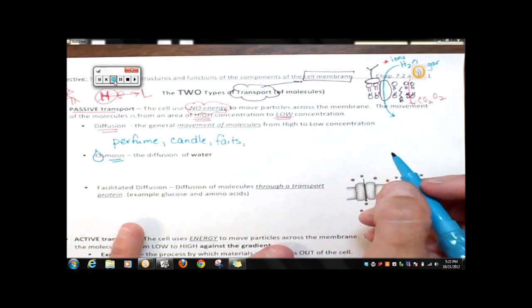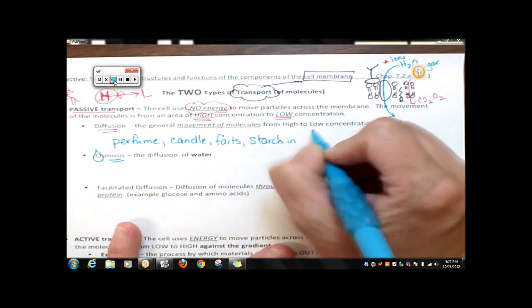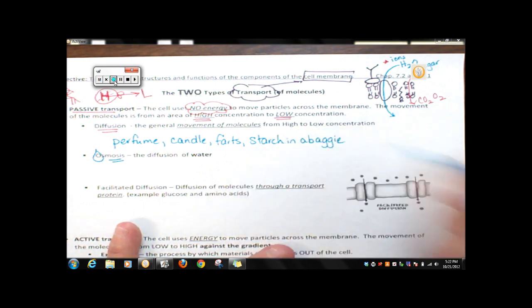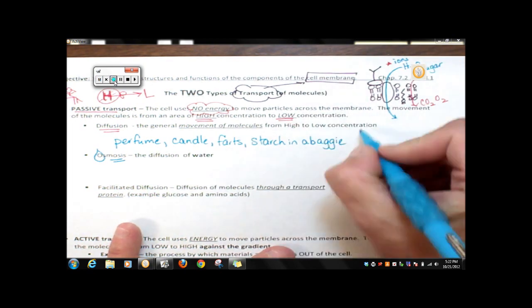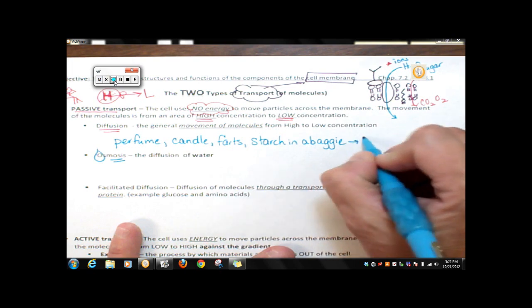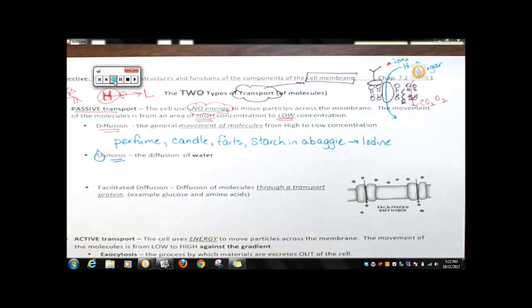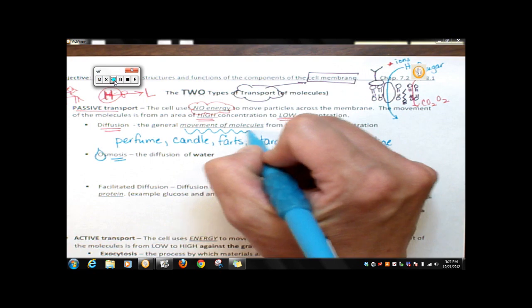Perhaps even like in your lab, in the starch in a baggie lab. What was able to move across that baggie without any energy? Like we didn't electrocute anything, it just kind of moved. It was the iodine. And the iodine just kind of moved into the baggie. So when molecules move from an area of very, very high to low concentration, any kind of general molecules, that's called diffusion.